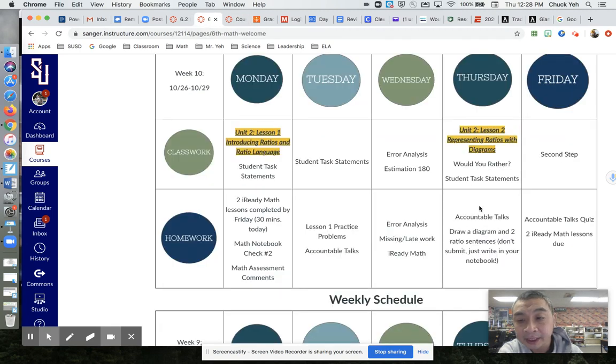So again, accountable talks, draw a diagram and two ratio sentences. Don't submit, just write in your notebook. Finish any late work. Do iReady if you haven't done it yet, and get ready for tomorrow's quiz.